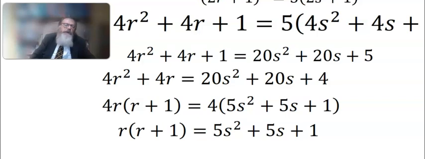And if we look at the left-hand side, I've got r times (r plus 1), and that is two consecutive integers multiplied by each other, one of which must be odd and one of which must be even. And so the left-hand side is an even number.